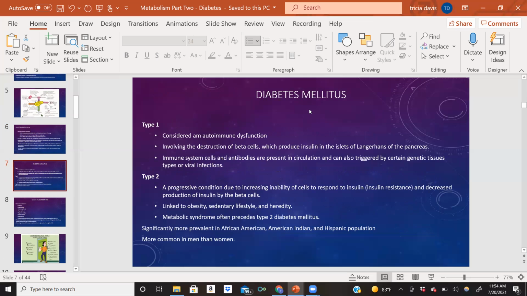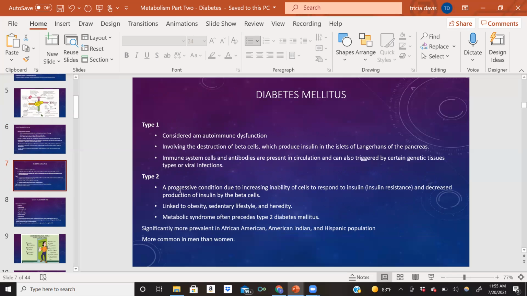So type 1 diabetes, we can also consider an autoimmune dysfunction where the body attacks and destroys the beta cells in the body. The beta cells are responsible for producing insulin in the islets of Langerhans located in the pancreas. What happens is that the immune system cells and the antibodies are going to be present in the circulation. And it can also be triggered by certain genetic tissues or even viral infections.